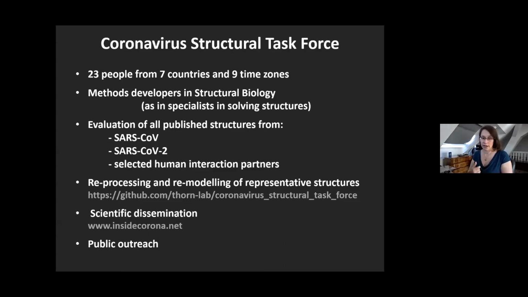We are evaluating all published structures from SARS-CoV and SARS-CoV-2 and some selected human interaction partners such as ACE2. In some cases, either because it's a representative structure for that protein or because it's of high relevance to drug development, we manually look at the structures as well. So not only do we do an automatic evaluation, but we also manually look at these structures. And in some cases where we find errors, we will also put online an improved structure.